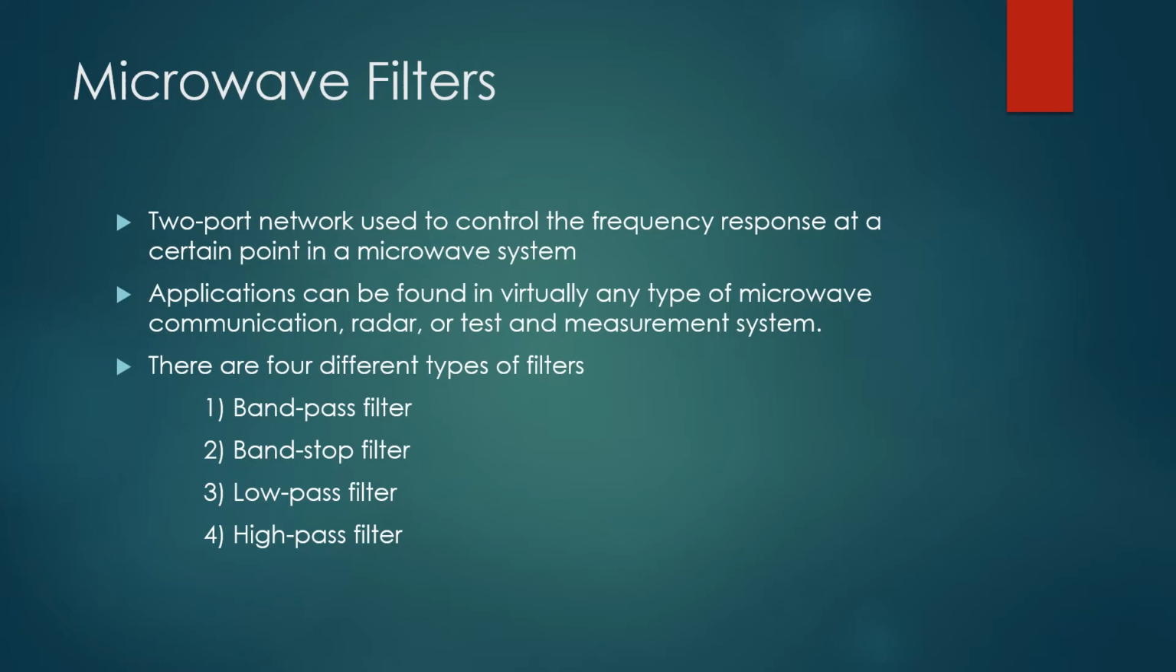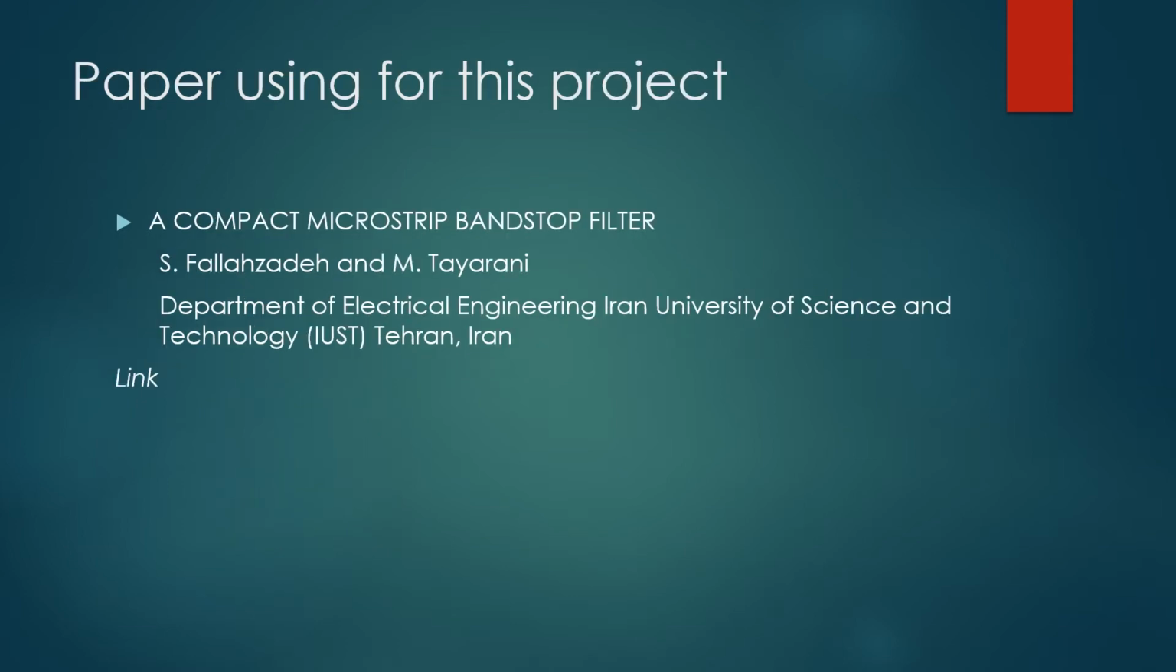There are four different types of filters. The first one is a bandpass filter, which selects only a desired band of frequencies. The second one is a band stop filter, which eliminates an undesired band of frequencies. The third one is the low pass filter, which allows only frequencies below a cutoff frequency to pass. The fourth and final one is the high pass filter, which allows only frequencies above a cutoff frequency to pass. For this project, we chose a bandstop filter.